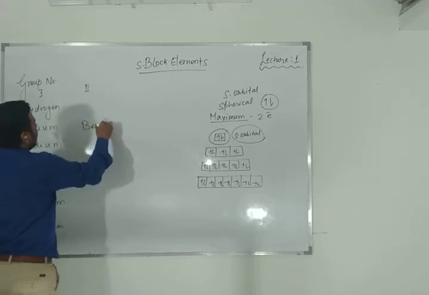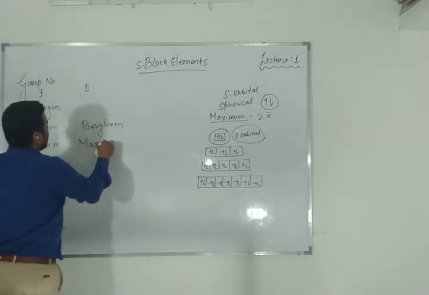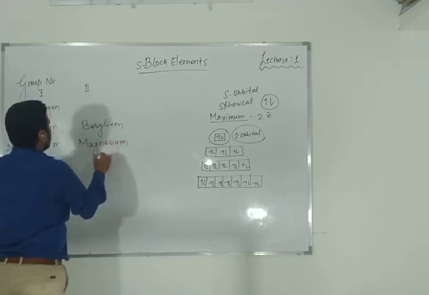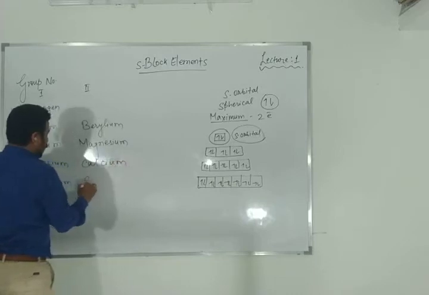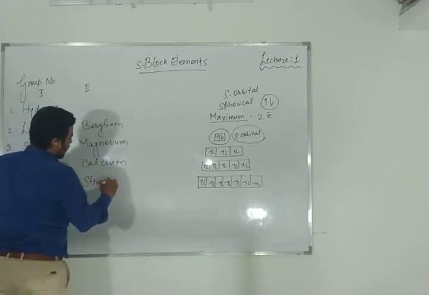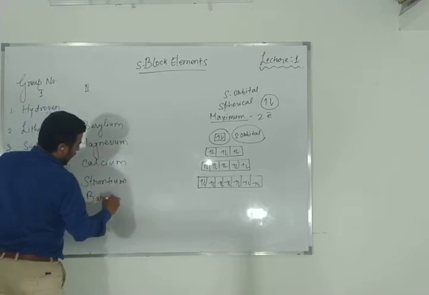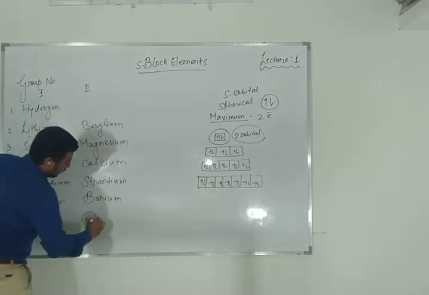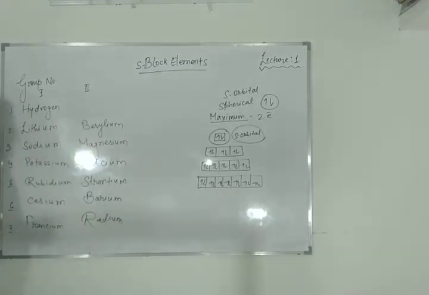beryllium, magnesium, calcium, strontium, barium, and last one is radium. Right? You can write these elements' original name in your notebook, as you have seen.